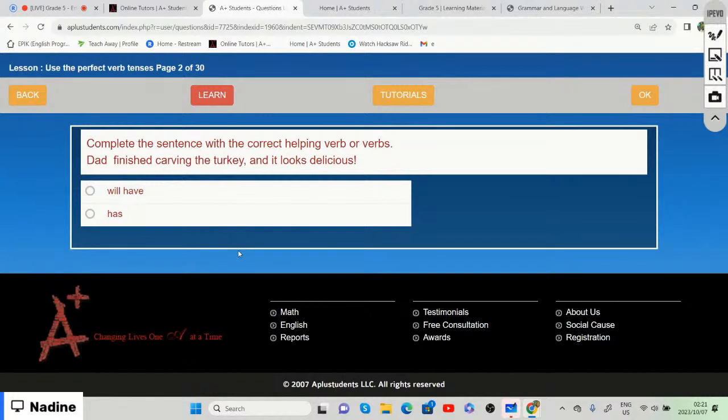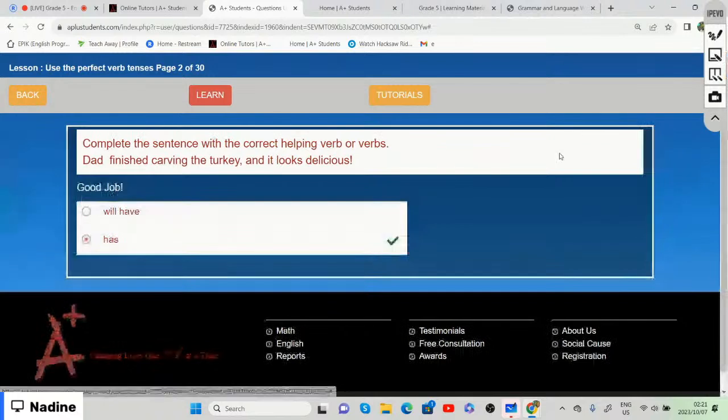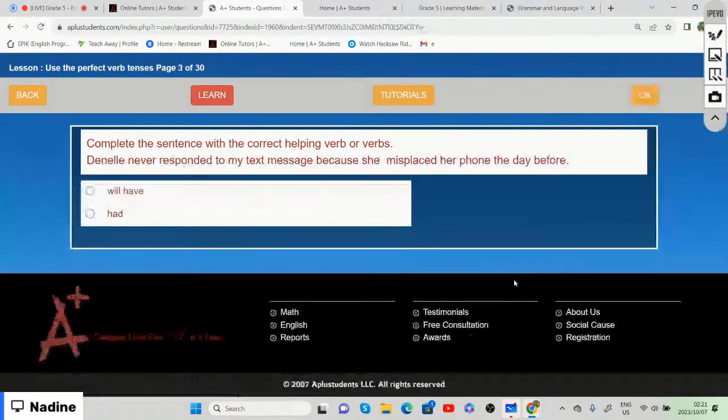And if we choose the correct helping verb, then we can say dad has finished. Has is correct. So well done.